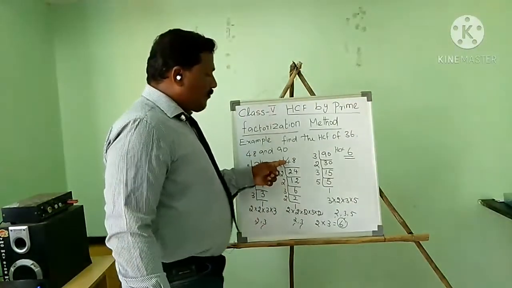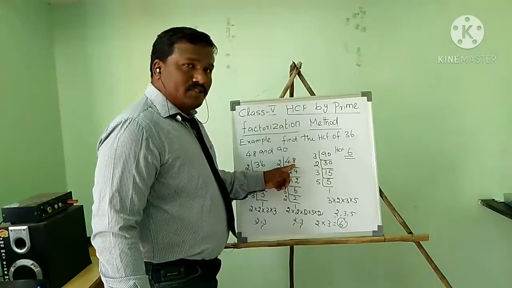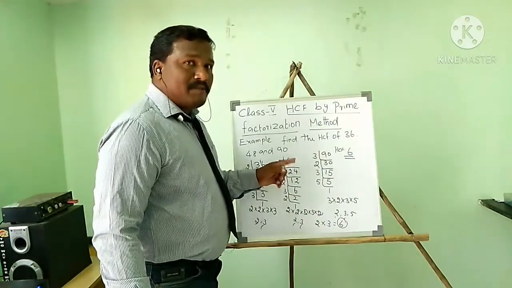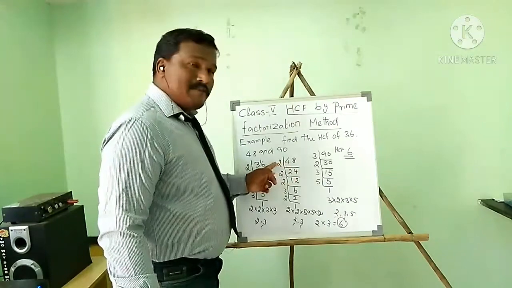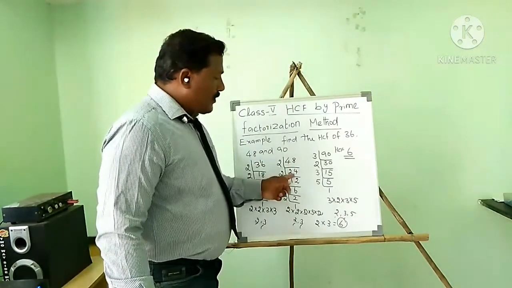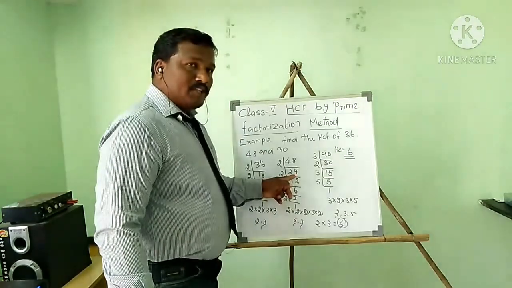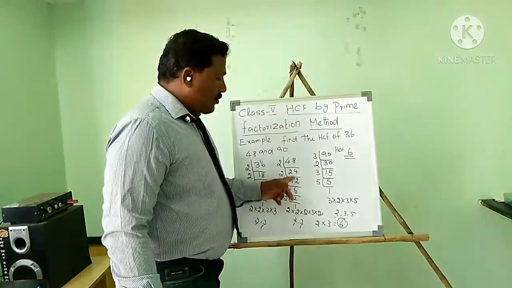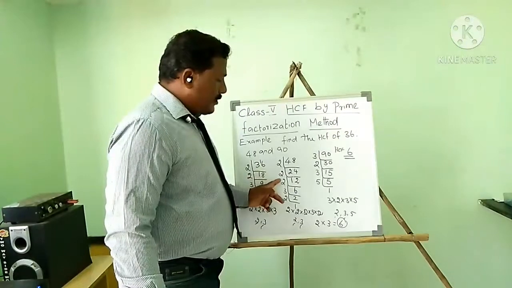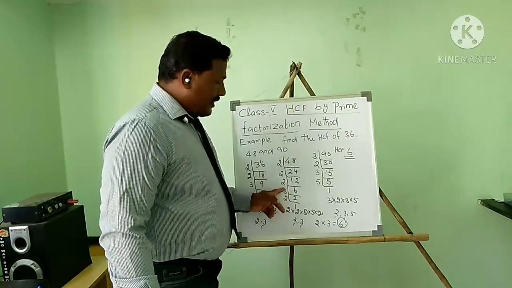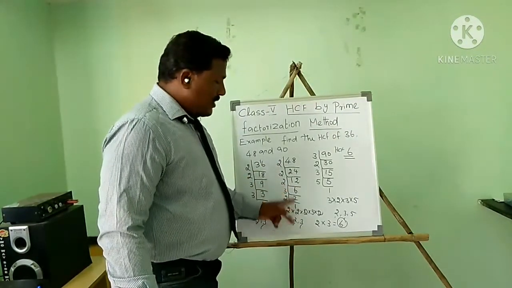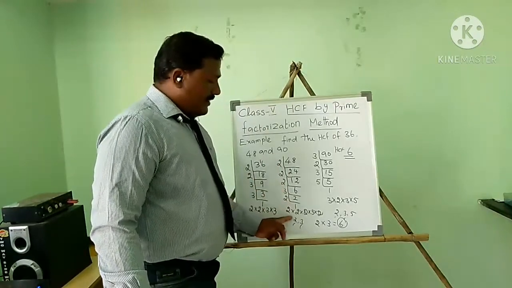Then here 48, last digit 8. You know very well the test of divisibility we already talked about. So it can be divisible by 2. So 2 24s are 48. Again last digit is 4, so it can be divisible by 2. So 2 12s are 24. Then 2 6s are 12. Then 3 2s are 6. Then 2 1s are 2. So these all are factors of this number.